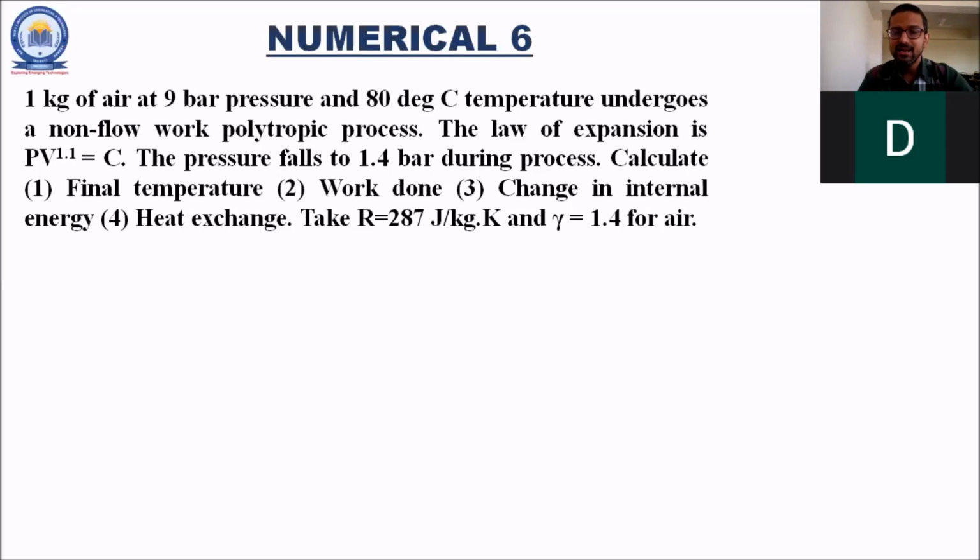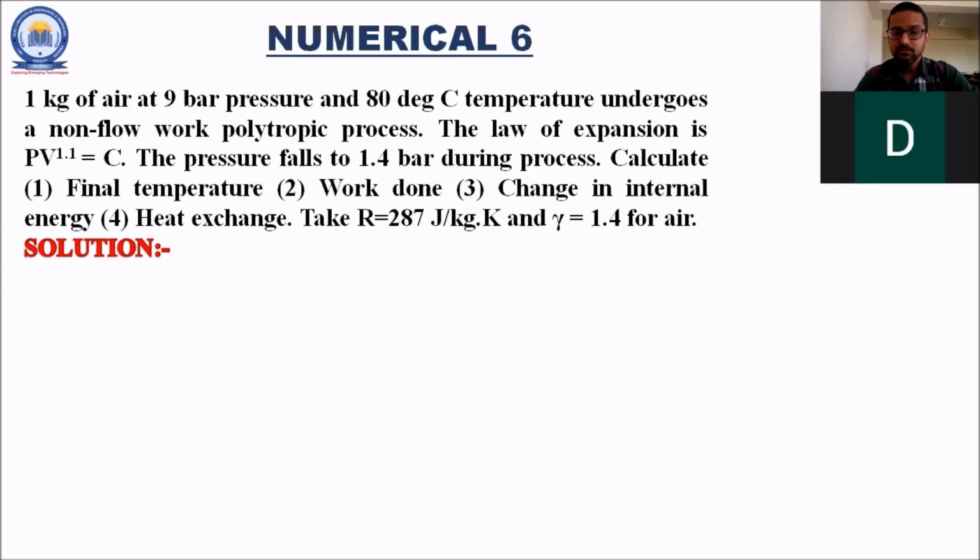1 kg of air at 9 bar pressure and 80 degrees Celsius temperature undergoes a non-flow work polytropic process. The law of expansion is given, that is PV raised to 1.1 is equal to constant. The pressure falls to 1.4 bar during the process. Calculate the final temperature, the work done, the change in internal energy, the heat exchange. Take capital R is equal to 287 joule per kg Kelvin and gamma is equal to 1.4 for air.